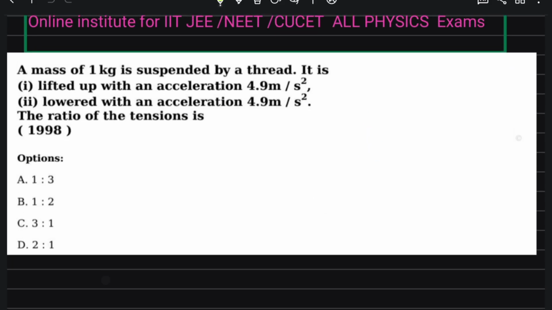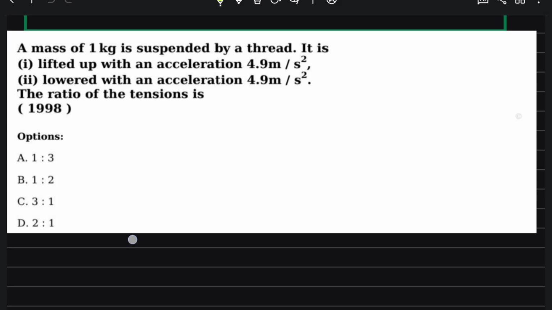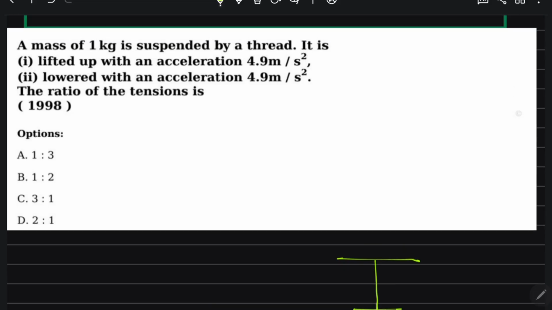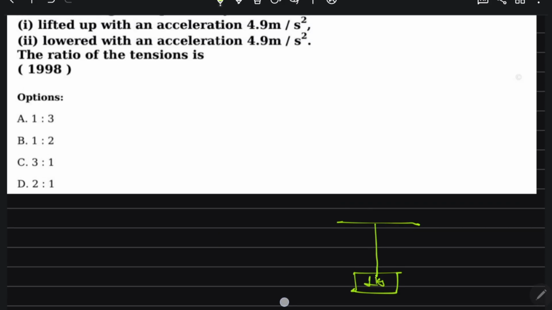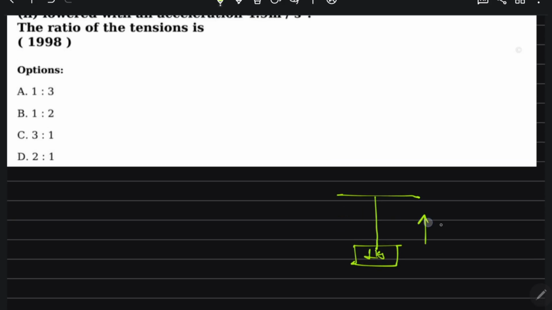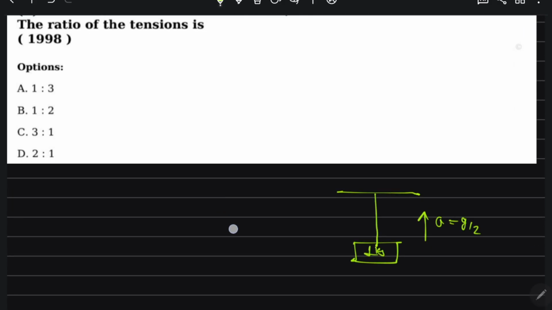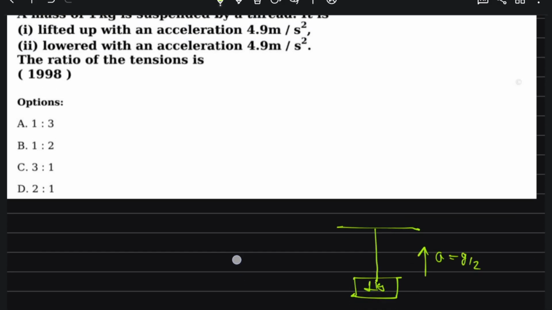A mass of 1 kg suspended by a thread. It is lifted up with an acceleration, lowered with an acceleration. The ratio of the tensions. So what their question is like this. A block of mass 1 kg is suspended by a thread. It is lifted up with an acceleration of 4.9 means g by 2.